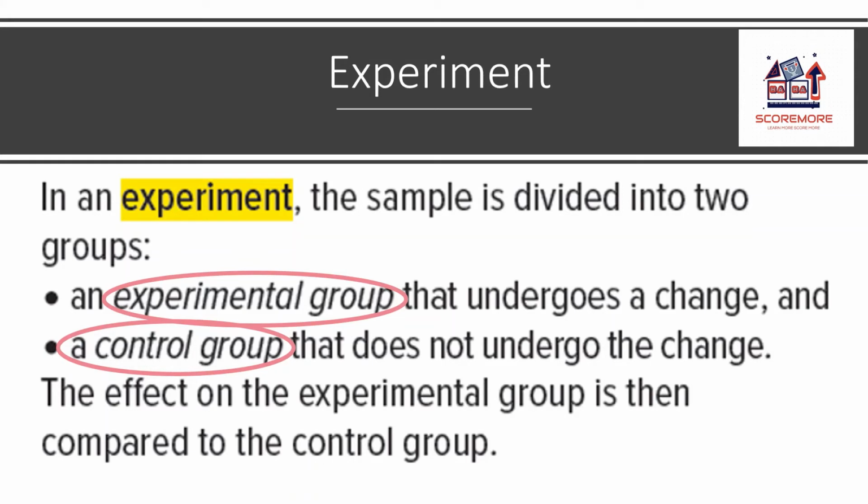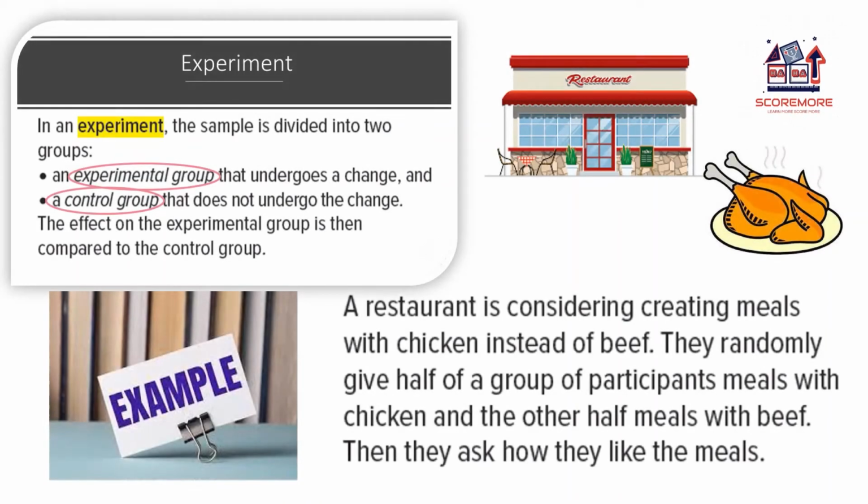Experiment. In an experiment, the sample is divided into two groups: an experimental group that undergoes a change and a control group that does not undergo the change. The effect on the experimental group is then compared to the control group. Example for experiment: a restaurant is considering creating meals with chicken instead of beef. They randomly give half of a group of participants meals with chicken and the other half meals with beef. Then they ask how they like the meals. So here they test the customers, so it's an experiment.